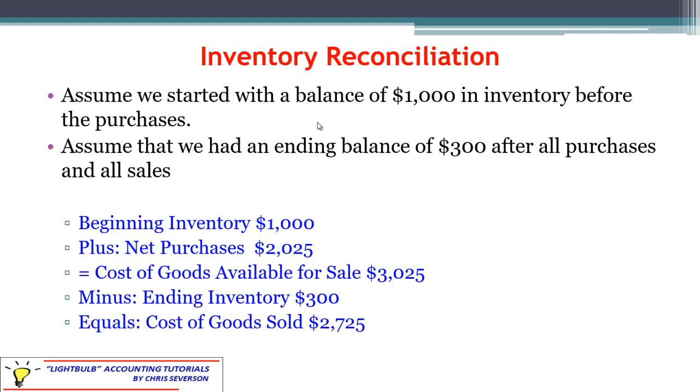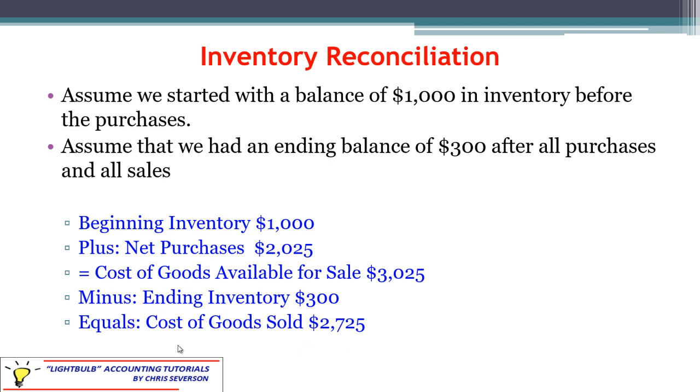So let's assume, because we're going to need to know the beginning balance in inventory before we made these purchases, we had $1,000. We made all these purchases netting out to $2,025. And then that tells us we had $3,025 available for sale throughout this period. But in this case, it says we have an ending balance of $300 of inventory after all purchases and sales. That tells us we must have had cost of goods sold of $2,725. We must have sold that much.